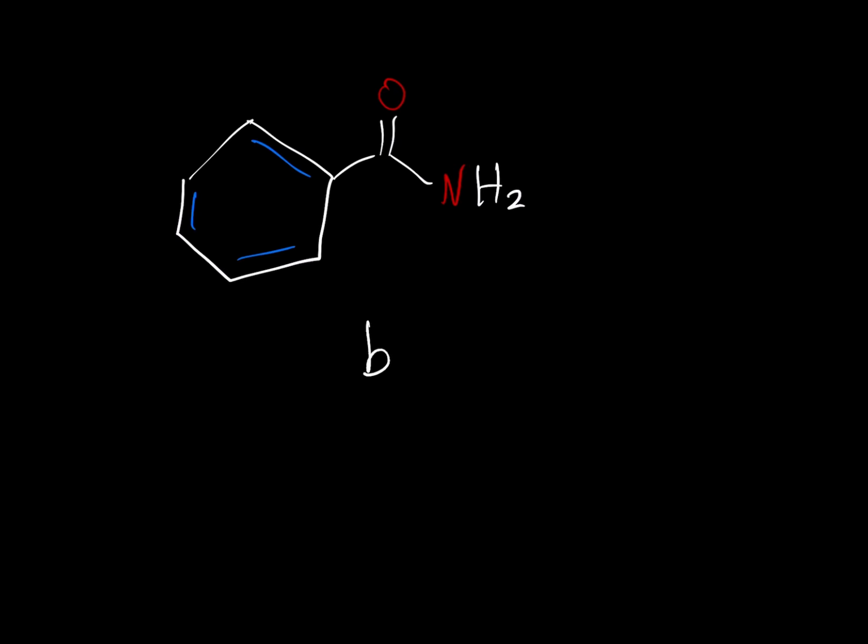Now, what if we have a similar molecule, but this time we have a benzene that is attached to the amide? What do we do in this case? So we have here a benzyl, and then we have an amide, so this would be benzamide.